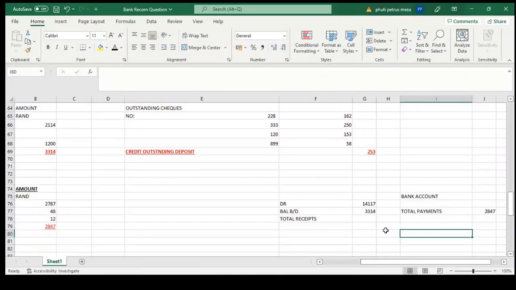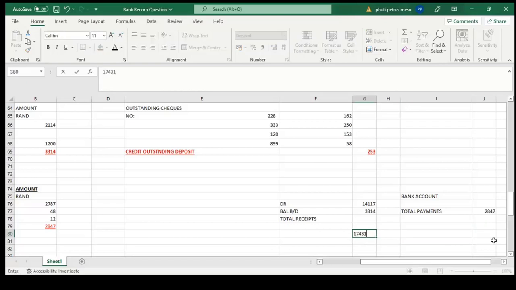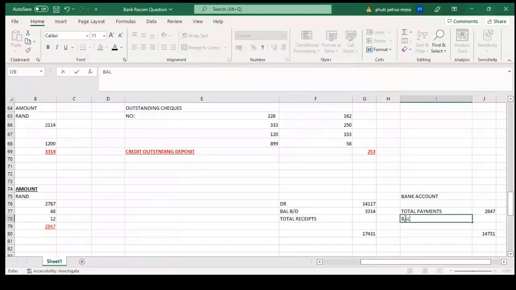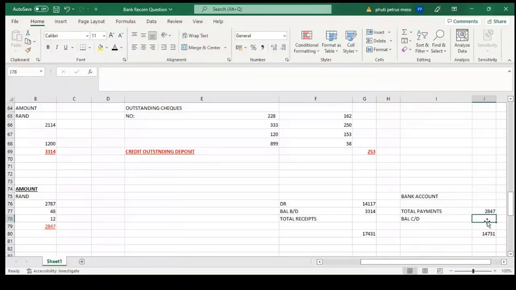All right. So what we're going to do now is take the total receipts, which is 14,117 plus 3314, and you've got 17,431. So that's your total, 17,431. And then you bring this one here as well, 17,431. So we're now going to look for what's called the balance carried down, meaning the difference of the total of the debit minus your credit. So you're going to say 17,431 minus 2847, and then you're going to have 14,584. So these are your totals.